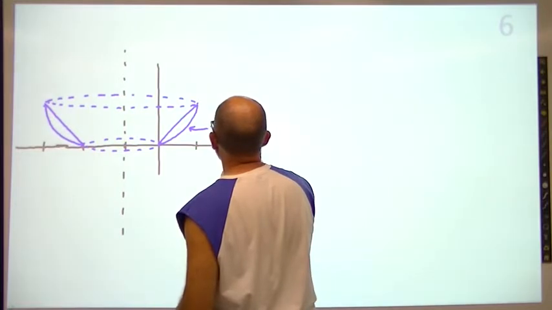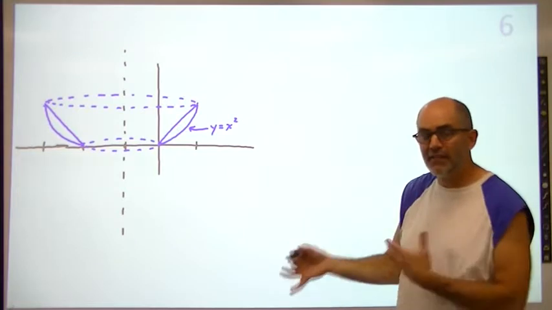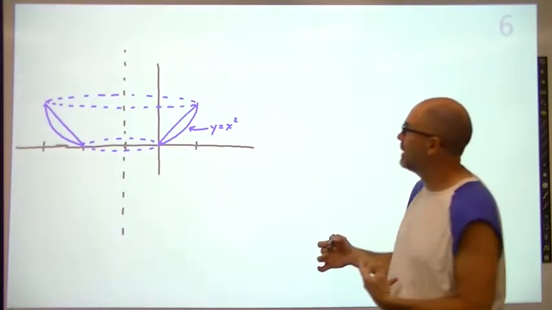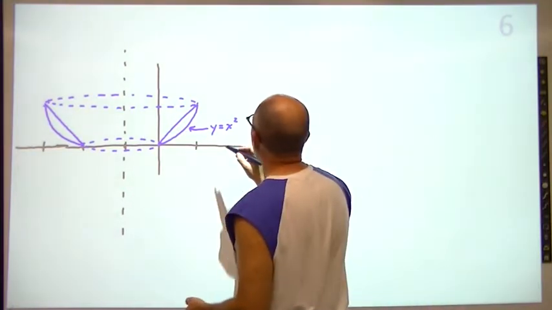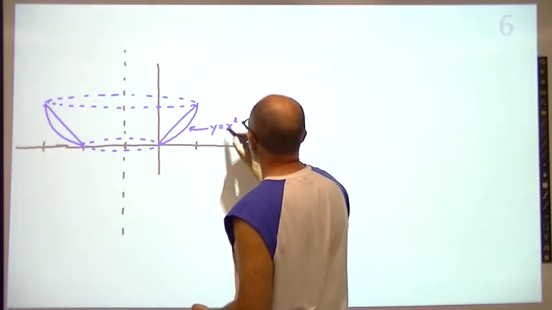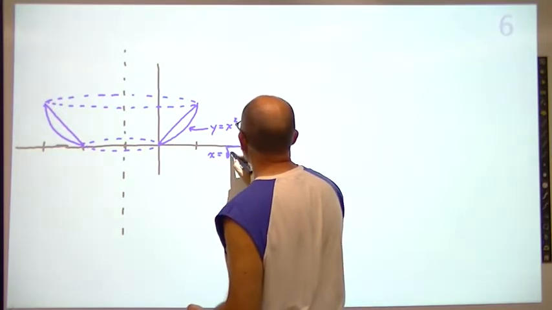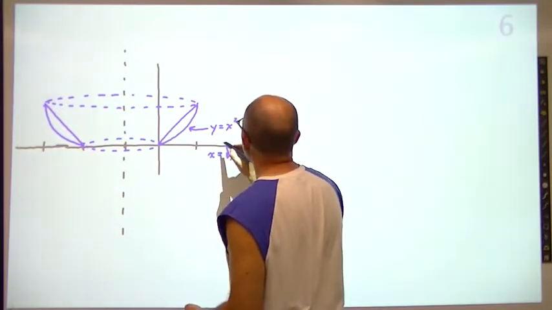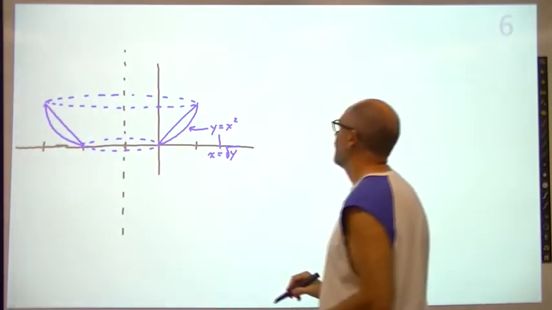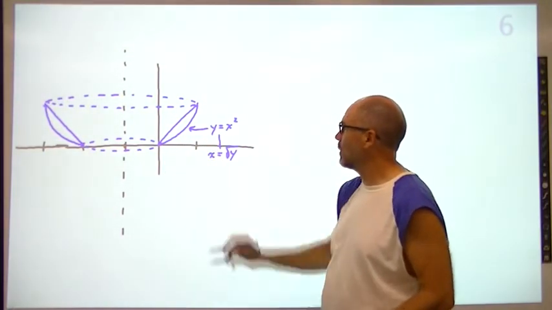So, before we do that, let's go back here and say this is y equals x squared. Well, that's y as a function of x. I need x as a function of y. I need my variables to be in terms of y. So instead of y equals x squared, I solve for x and I get x equals the square root of y. That's what we have here for this function.